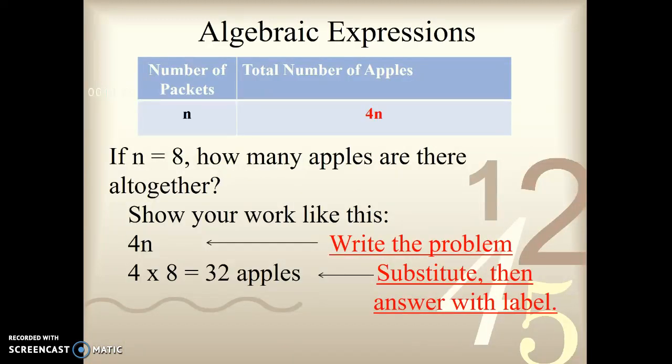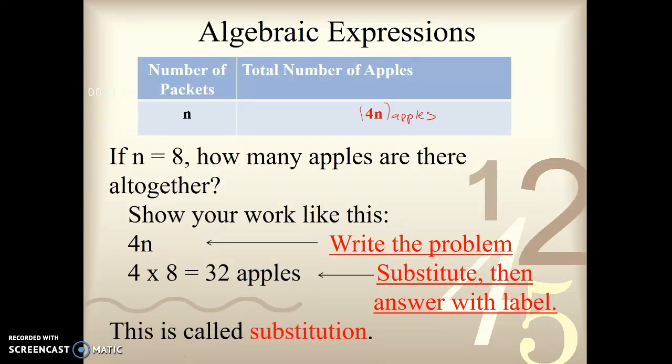Now we're going to start talking about substitution and how we would write our problems if we're substituting in a number for a variable. So we already figured out that we have 4n apples if we want to figure out how many total apples we have with n number of packets. Now what if n equals 8? Then how many apples are there? Well, if you're given this problem, you're going to show your work like this. First, you're going to write the problem, 4 times n, or 4n, means the same thing. Then you're going to substitute in the number for n. In this case, it's 8, so we would write 4 times 8, which equals 32 apples.